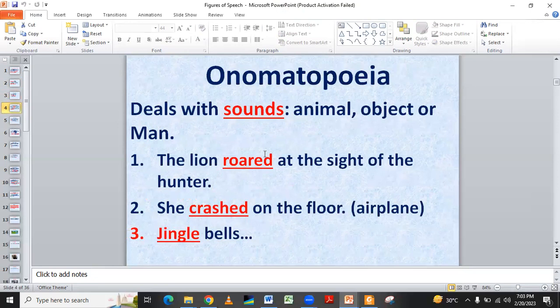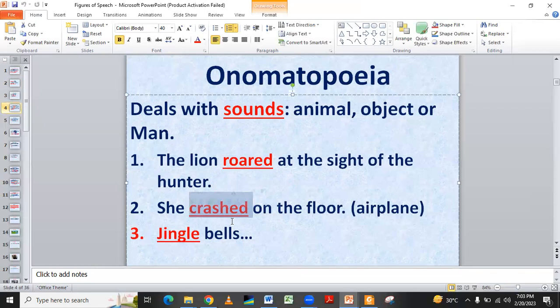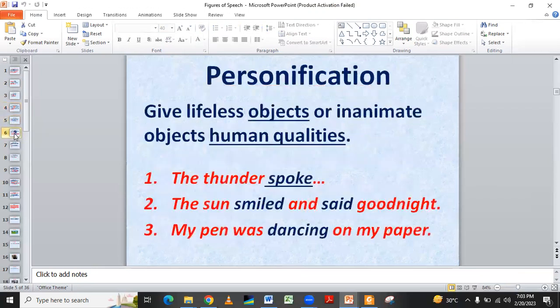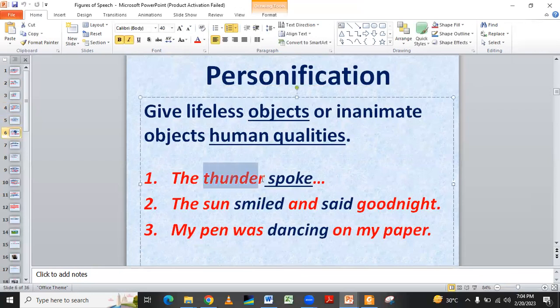Onomatopoeia deals with sounds. Sound of an animal, sound of an object, and sound of a human being. When you say she crashed on the floor, the crash here takes you to airplane, right? So onomatopoeia deals with sound. Personification, you describe objects as if they are human beings. Look at this. The thunder spoke. Naturally, the thunder cannot speak. So giving the thunder human attributes is personification.